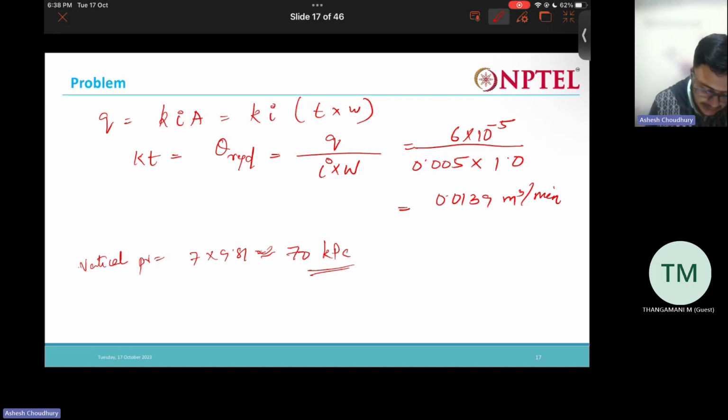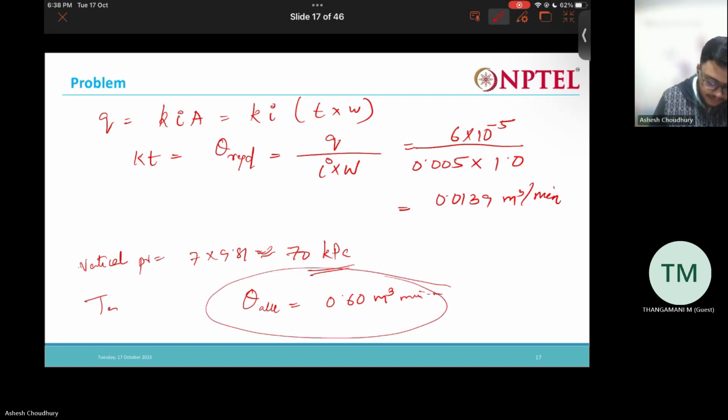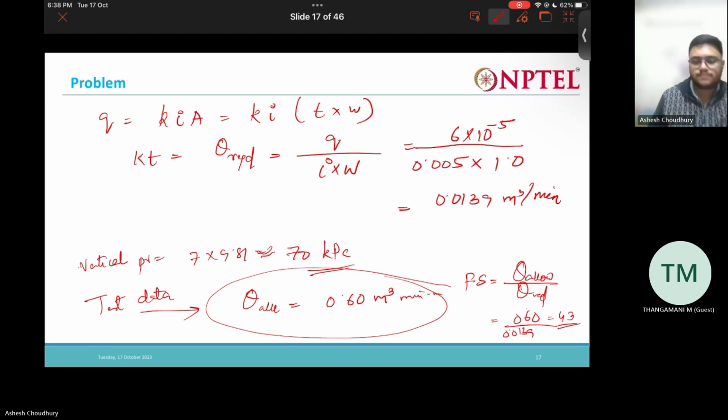So, say from test data we have obtained that the theta allowable is 0.60 meter cube per meter. Okay. So this has to be obtained from testing the geocomposite. Now from here, finally you can find the factor of safety, theta allowable over theta required. Okay, like this we have to do.